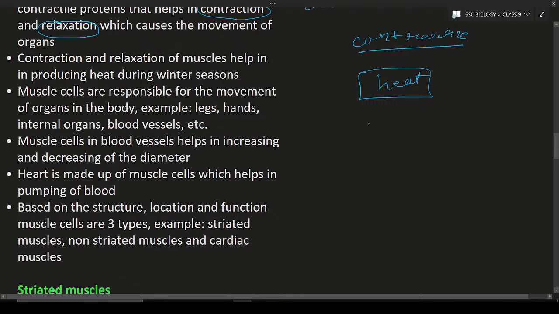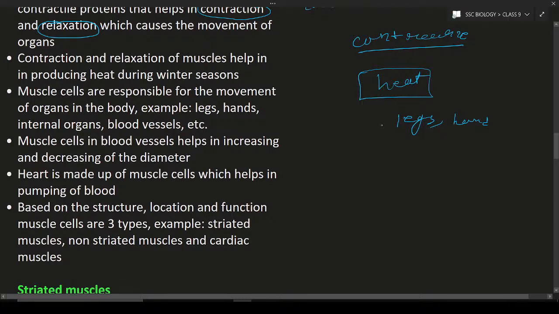The muscles are responsible for the movement in different organs, such as legs, hands, and so on. If you want to move your leg from one position to another, you have to use the muscle cells.